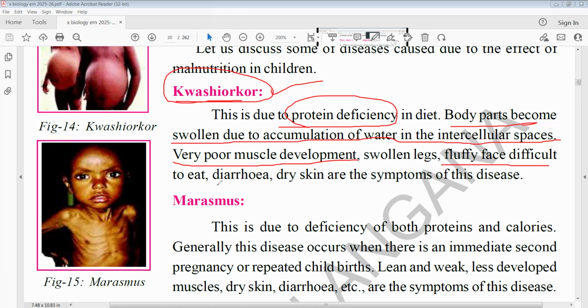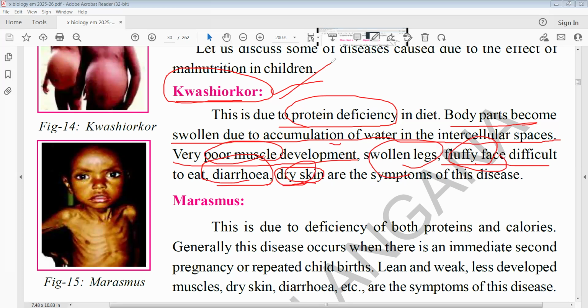And diarrhea, which means vomitings and motions, and the skin will be dry. These are the symptoms in kwashiorkor. So symptoms are mainly swelling of body parts due to accumulation of water, poor muscle development, swollen legs, fluffy face, diarrhea, and dry skin. These are the symptoms in kwashiorkor.